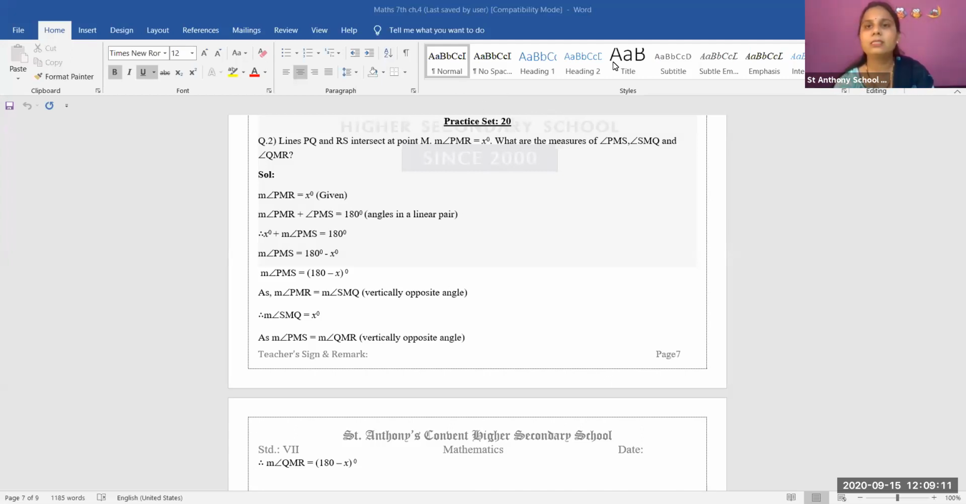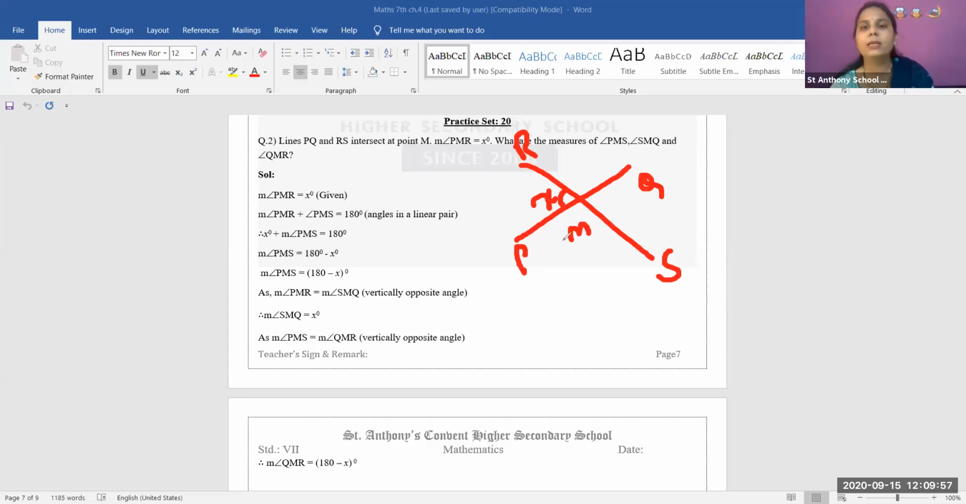Now in practice set 20, the question is: lines PQ and RS intersect at point M. So if this is line PQ, and if this is line RS, as they have told, PQ and RS intersect each other at point M, and angle PMR is equal to X. This angle PMR is equal to X degree, right? It is given.